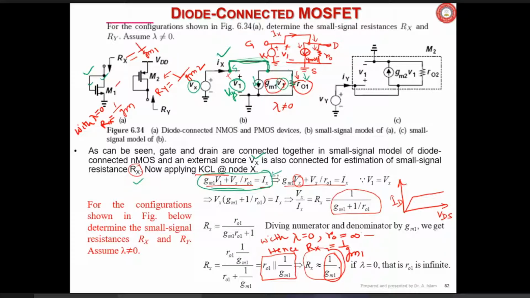Is this equation understandable from this diagram? Any doubt, you tell. This should be understood. Ix equals this current plus this current, nothing else, and this Ix is supplied by Vx. So Ix equals these two, and then arranging them we write Rx equals 1 by gm1 plus 1 upon ro. Up to this point is understood or not? Tell.